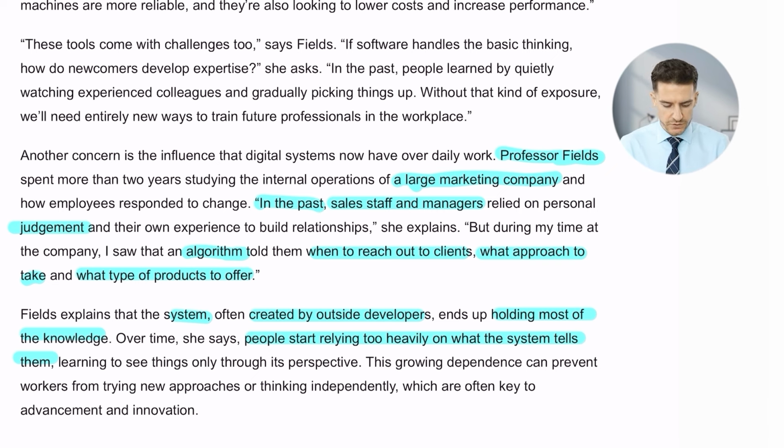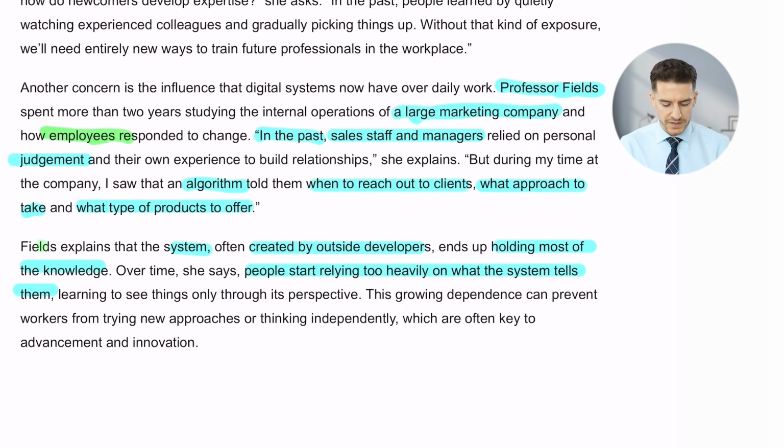So Professor Fields spent more than 2 years studying how employees, that was one of the keywords there. So in the past, sales staff and managers, but during my time at the company, I saw an algorithm tells the workers what to do and when to do it. Okay, let's keep going. Fields explains that the system created by outside developers holds the knowledge, fair enough.